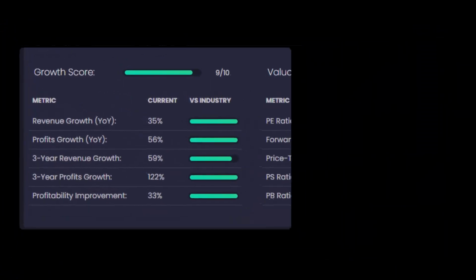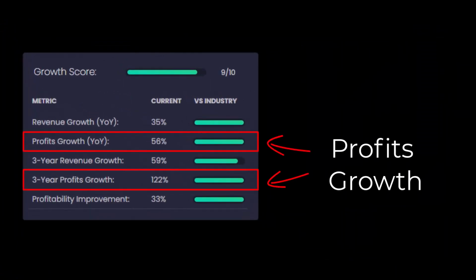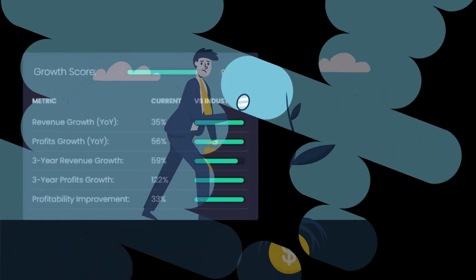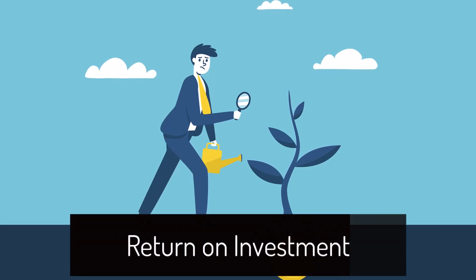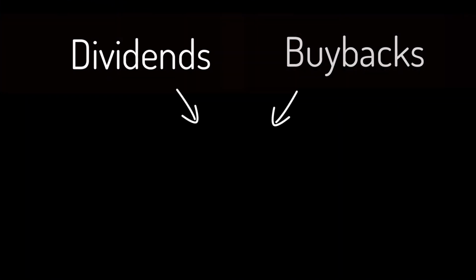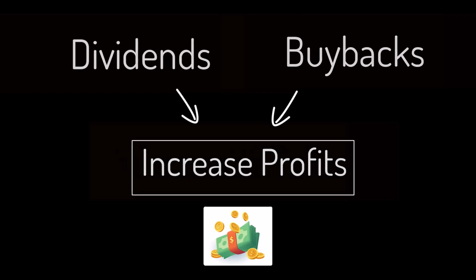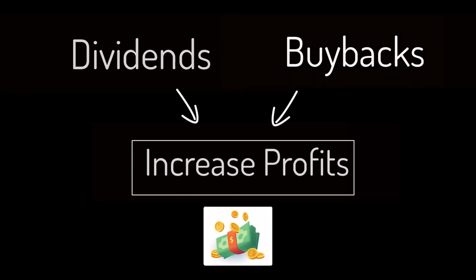I want to highlight the profit growth. This right here is what determines your performance as a stock investor. But why would that be? Investors care about one thing: return on investment. That's it. And the only two ways a company can return money to investors are dividends or buybacks. For a company to do that, they need to increase their profits. That's why profit growth is the number one driver of returns in the stock market.